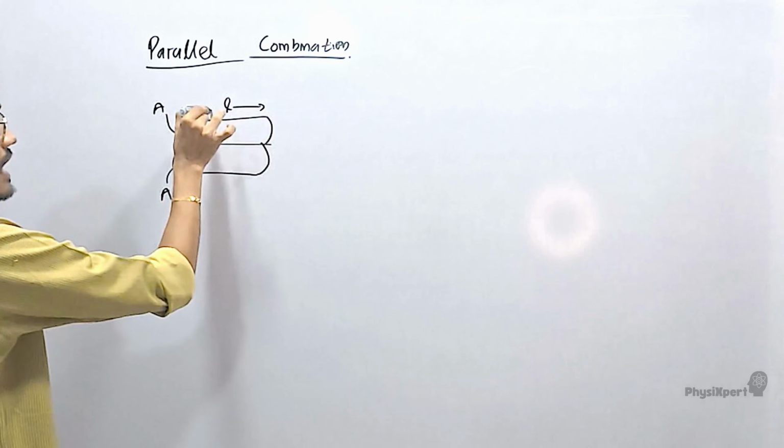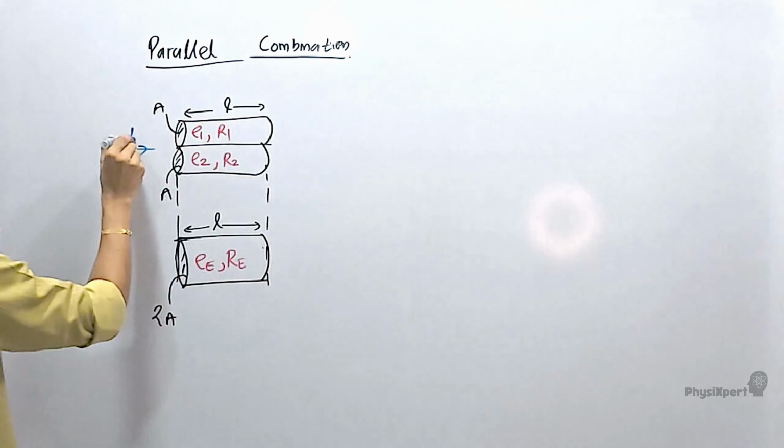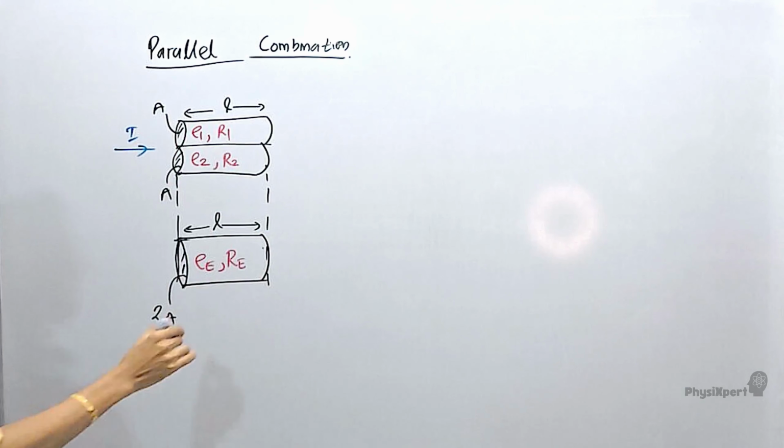So let's consider their resistivities as rho 1 and rho 2 and rho E, and their resistances as R1, R2 and RE. Now let's consider the current flowing through the system as I. Now we know, if the resistors are R1, R2, this is just like two resistors in parallel combination.